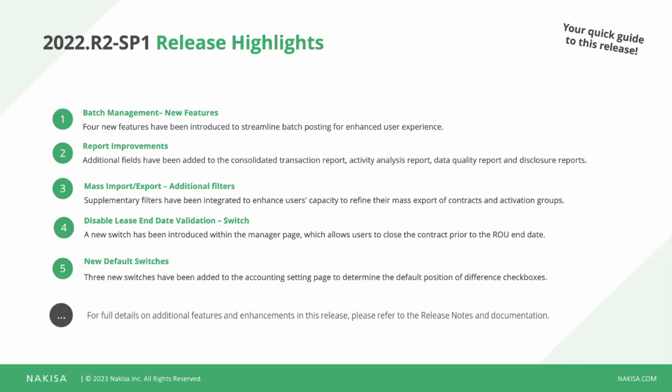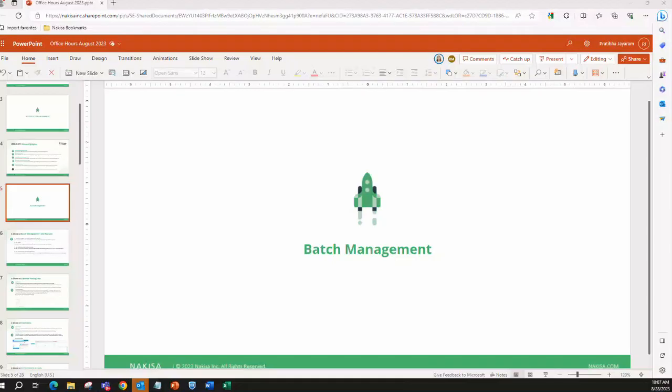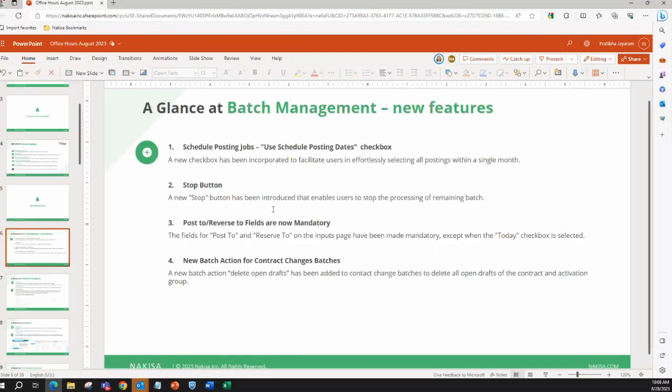Okay, great. Go ahead. So first, let's start with what's new in batch management. New features available for batch management: we have a new checkbox, use schedule posting dates, and a new stop button. We have also made the post to and reverse to date fields mandatory now. And then we have a new batch action for contract change.